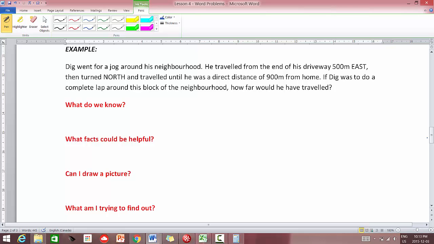So this immediately is a question where it doesn't necessarily just involve the side length of a triangle. In fact, you're going to have to do a little bit of extra calculating with this one. So what do we know? 500 meters east, then north. Eventually went around the block.